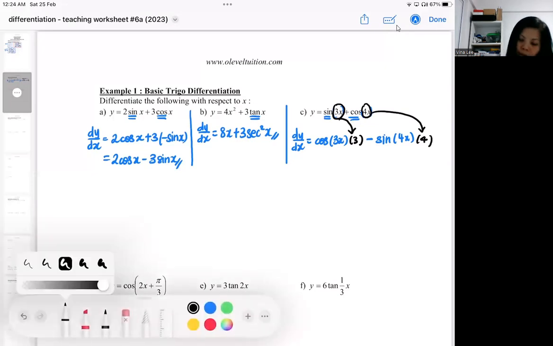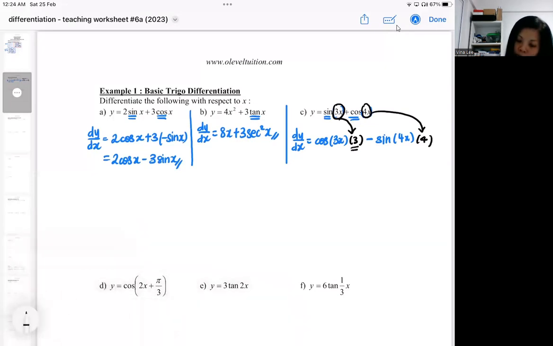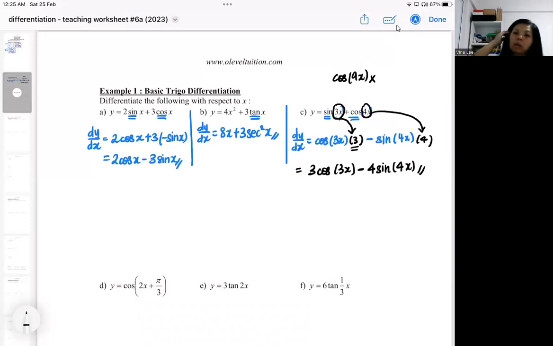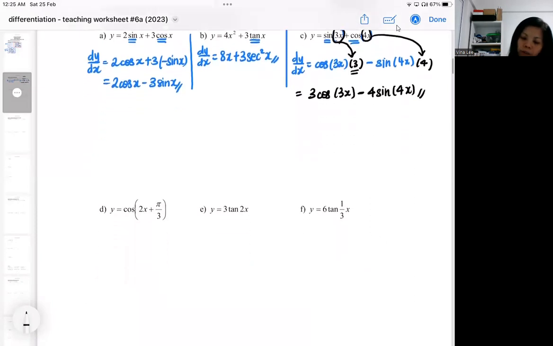So be careful of where the number goes to. This 3 goes to the function. It doesn't go to the angle. Please don't do it as a cosine 9x. It doesn't go to the angle. It goes to the function. The 4 will go to the function as well. So be careful of that. Some students might make this kind of mistake without knowing it. So this is like two layers.